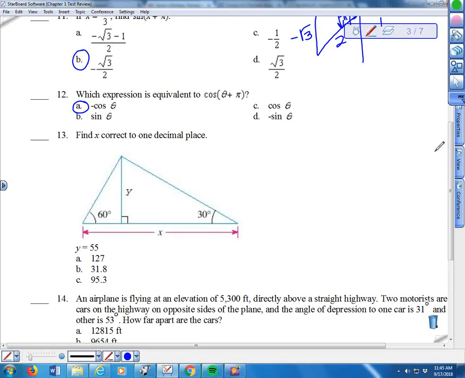Y is 55. That's opposite the 30, which means the hypotenuse is 110. Now I have a 30, 60, 90 big triangle. I'm trying to find the hypotenuse. Well, to go from the side opposite the 60 to the 30, I divide by the square root of 3. And then to go from the 30 to the hypotenuse, I double that to 20. And then just put that in the calculator and you get 127.